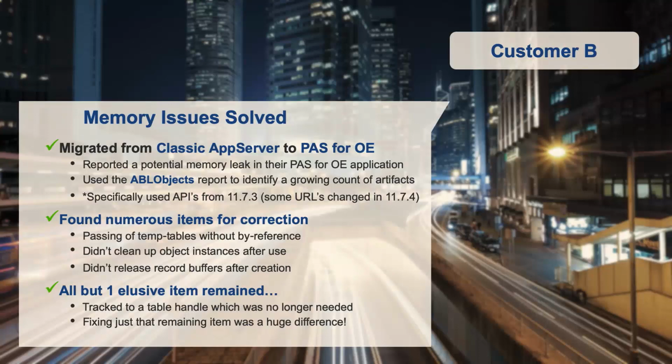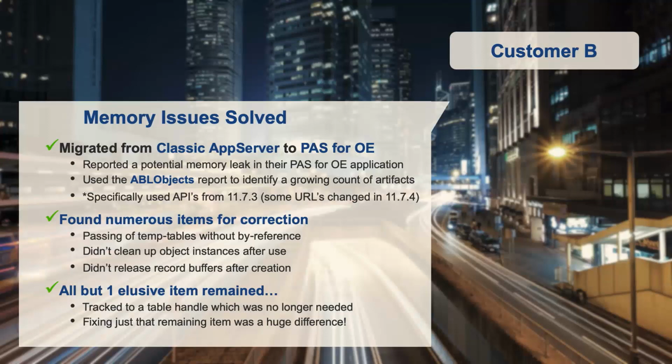Again, reported potential memory leak, just didn't quite know where to start. So we broke out the ABL objects report again, and we noticed that there was a list of growing artifacts. There were temp table handles, all kinds of stuff sitting out there. For this particular customer, they only had 11.7.3. That was the first appearance of this tool.